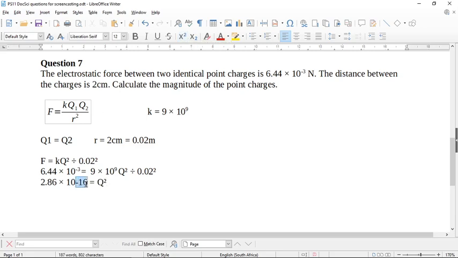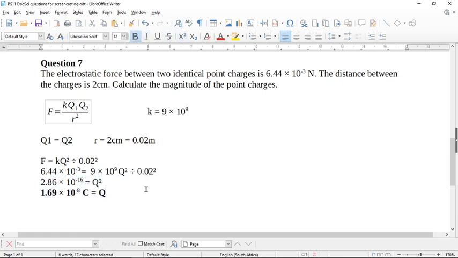Then all you have to do now is root this, because the charges are identical. So you just find the root of your answer, and then I get 1,69 times 10 to the negative 8, and it's a charge, so it's in coulombs, so that is what is equal to Q, and that looks like about the right size charge. So that would be your final answer.